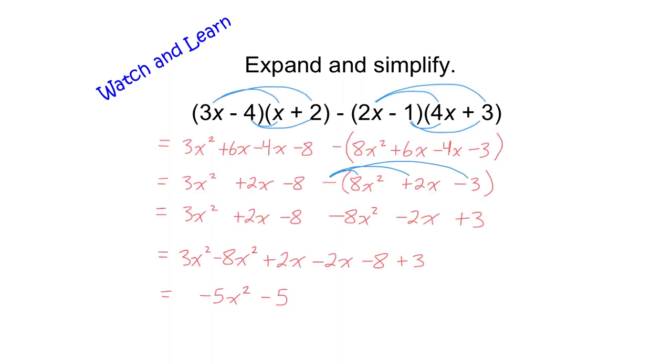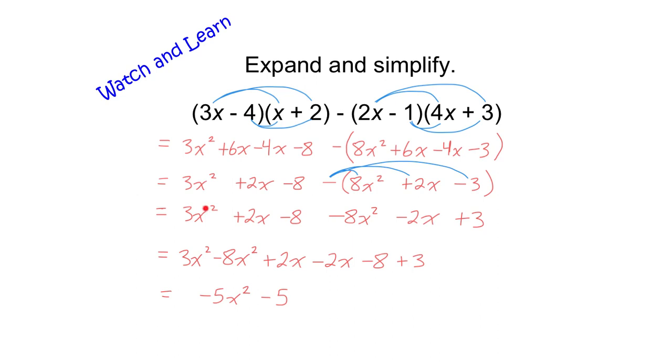This is what I mean. Multiply these together. You end up with this. Simplify it. Over here, you multiply these together, you get this. Simplify it. Now we're subtracting that whole thing, so that means we're subtracting 8x squared, which means we've got minus 8x squared. We're subtracting 2x, so that's minus 2x, and we're subtracting minus 3, which means we're adding 3.